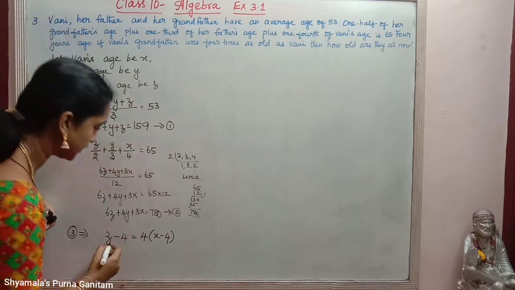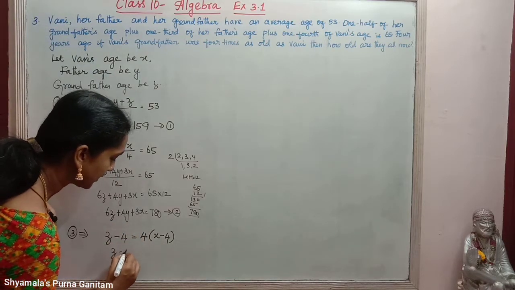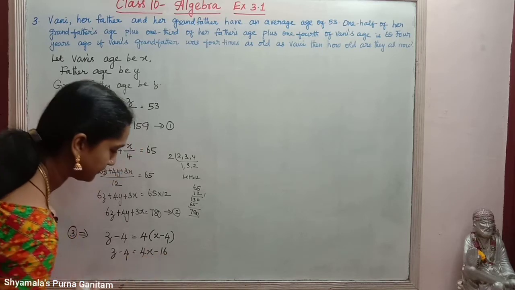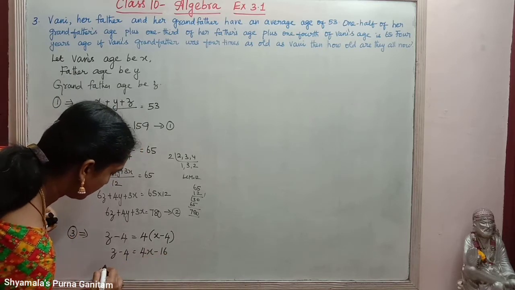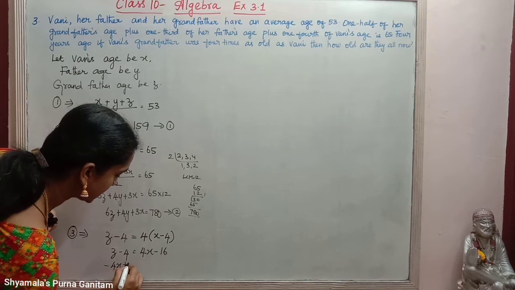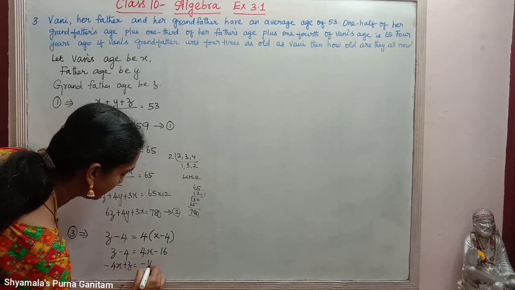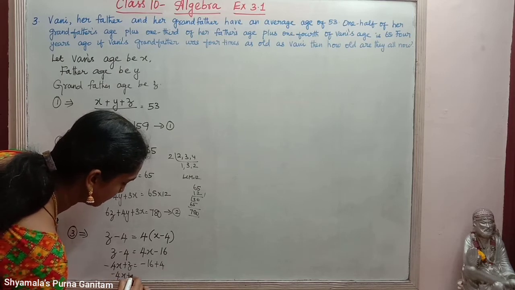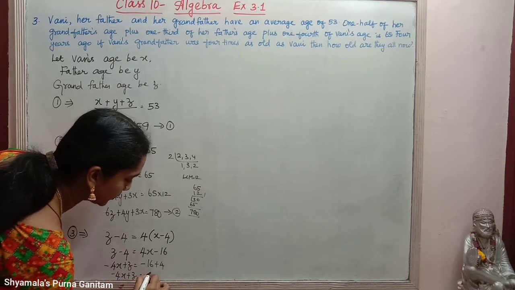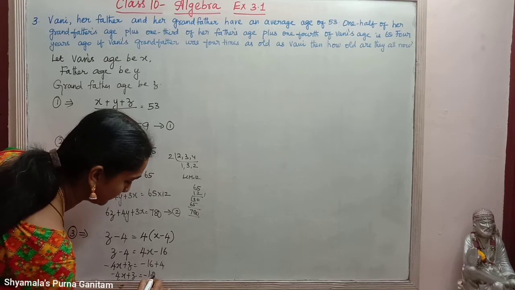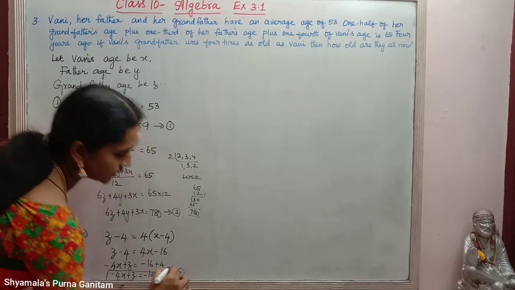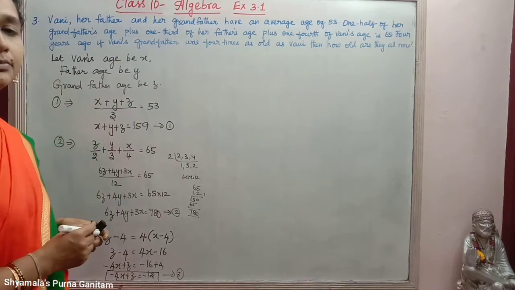So we got a third equation, with Z minus 4 is equal to 4x minus 16. So minus 4x plus Z is equal to minus 16 plus 4. So minus 4x plus Z is equal to minus 12. This is the third equation.